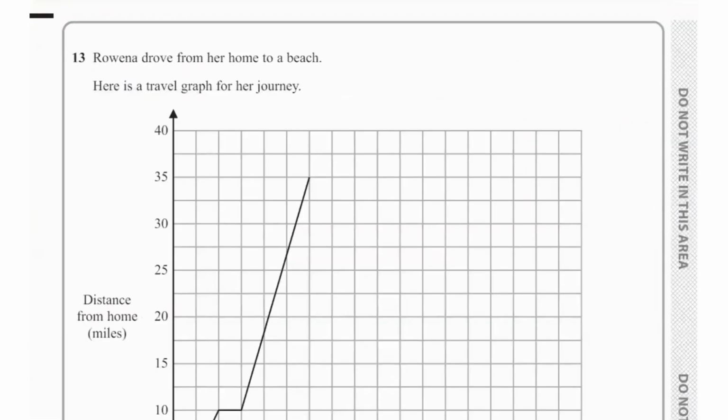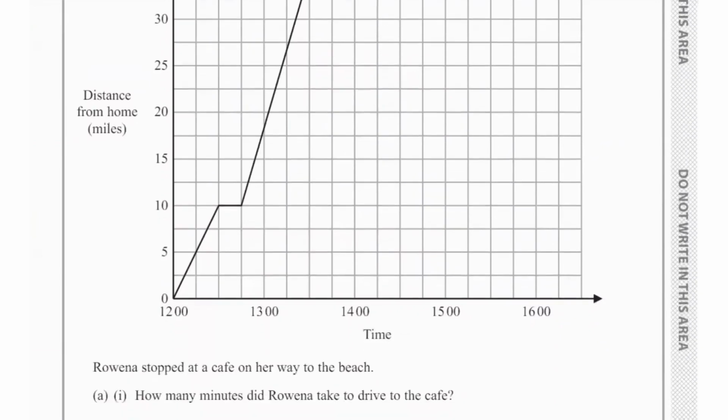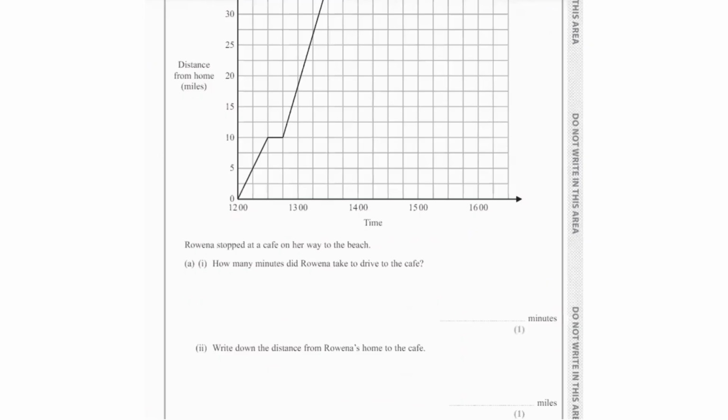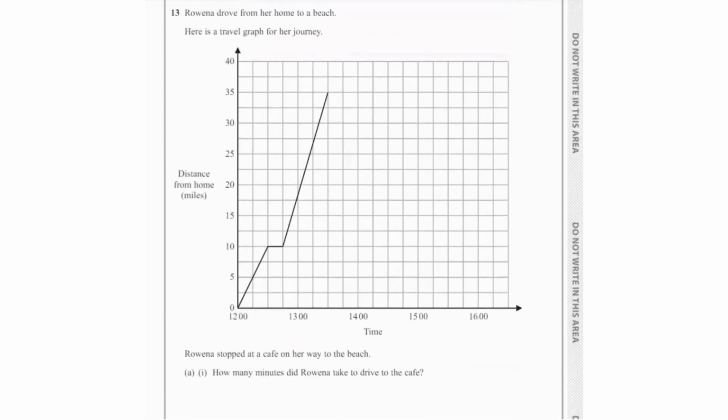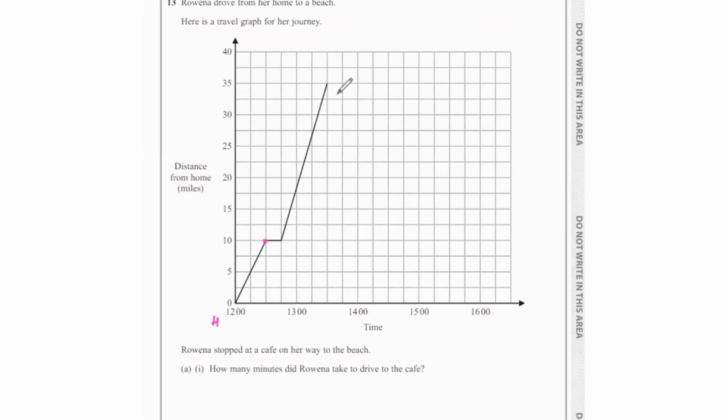Question 13 says Rowena drove from her home to a beach. Here is a travel graph for her journey. So we have a distance-time graph. And it says that Rowena stopped at a cafe on her way to the beach. How many minutes did Rowena take to drive to the cafe? So this is her starting from home over here. Then she's driving to the beach. So this is her starting from home, and this is where the beach is located.